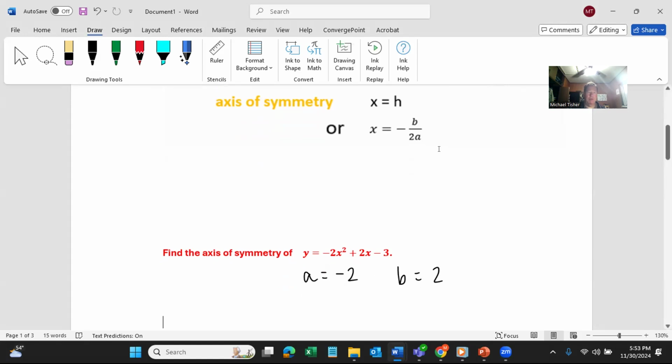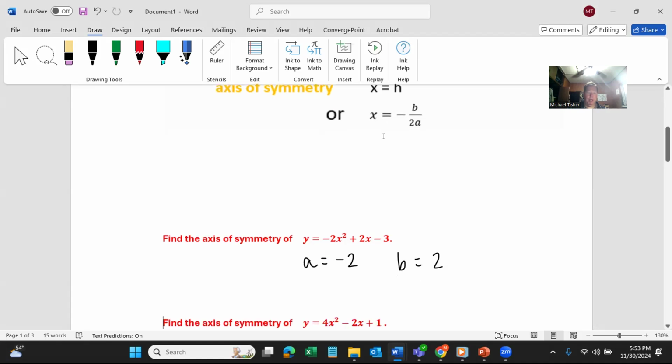By the way, we also have another formula, x equals h, but we're not going to find h in this video. So instead, we'll just find a and b. And now that we just found a and b, we'll apply this formula, x equals negative b over 2a.